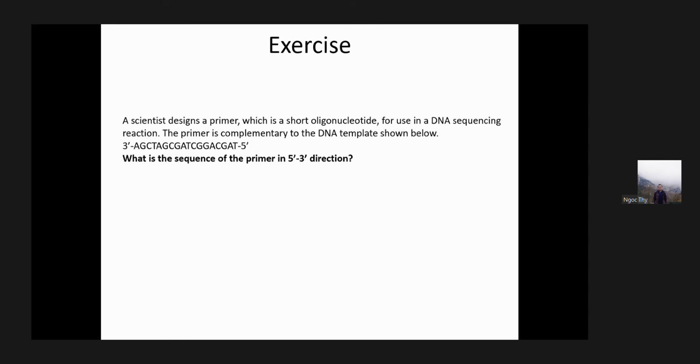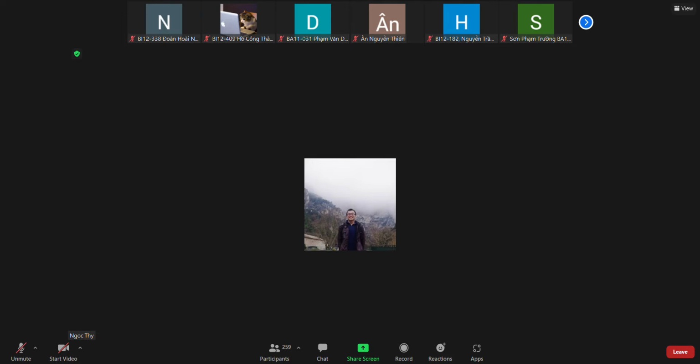So now we will have a small exercise. Okay. Now we have a scientist designing a primer, which is a DNA sequence or short nucleotide, to use in DNA sequencing, and the DNA fragment must be complementary with the template shown here. So here is a DNA template provided from 3' to 5' with the sequence here. Could you spend a few minutes to provide me the sequence of the primer that complements this DNA fragment in 5' to 3', please? To make it easier for you, I will provide the sequence in the chat box, okay?